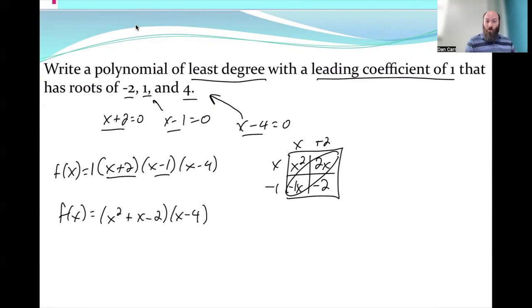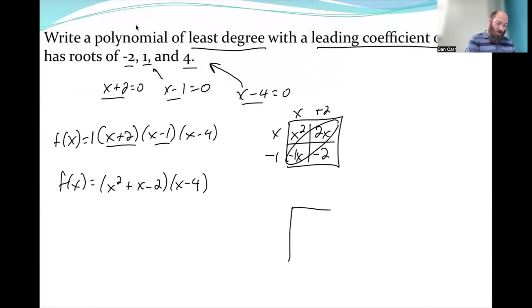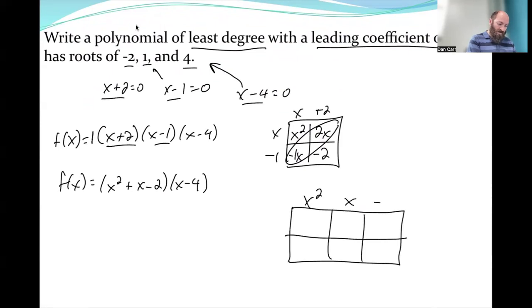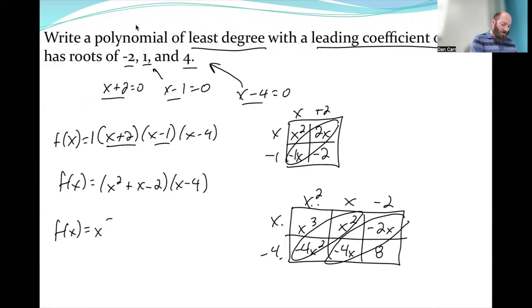And now I have 3 terms times 2 terms. So make another box. So we got x squared, a positive x, and a -2, and then x and -4. So we got x times x squared is x cubed, x times x is x squared, -2x here, -4x squared, -4x, and a +8. So from here, I'm going to be able to combine my like terms here and here. So my polynomial is going to be x cubed, -4 plus 1 is a -3x squared, -4 and -2 is a -6x, and then a +8 at the end.